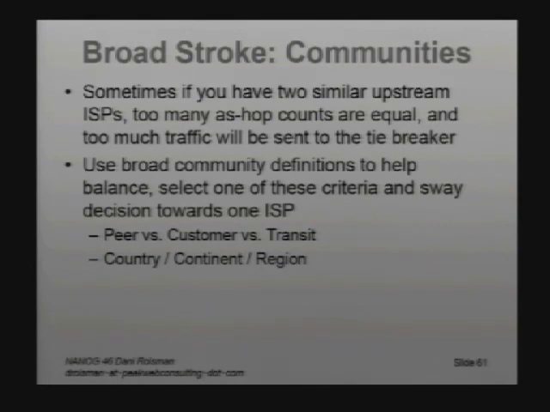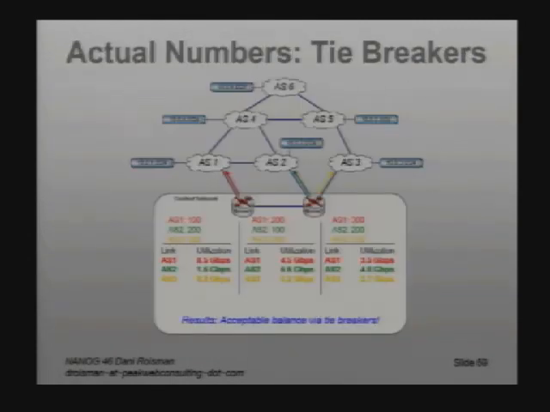So if you have 2 similar upstream ISPs, in that case AS2 and AS1 were very similar Tier 1 ISPs, too many of the AS hop counts were equal. It was 2 hops to get to so many of our destination networks. So too much traffic, too much traffic went to AS2. We're trying to get it a little bit closer between AS1 and AS2 because too many destination networks were only 2 hops away.